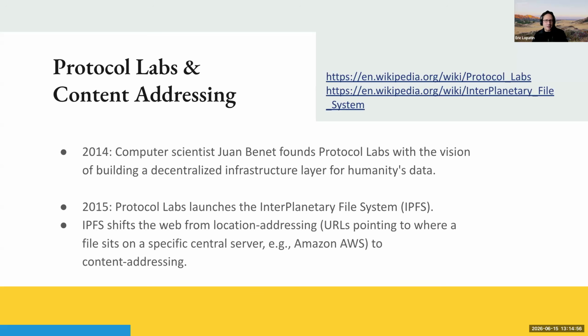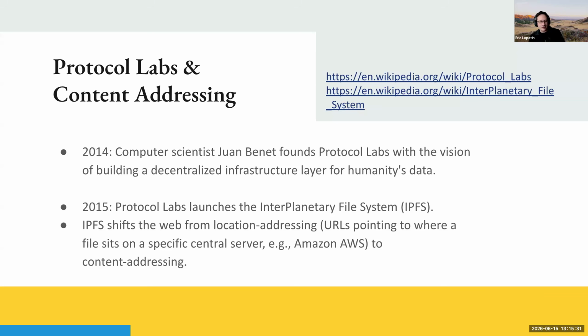And then right around 2014 as well, I'm going to struggle with this, this is Juan Benet, who founds Protocol Labs with this vision of building a decentralized infrastructure layer for data. There is the launch of the Interplanetary File System, or IPFS, which is today the main decentralized file system that's out there that's supported through blockchain.